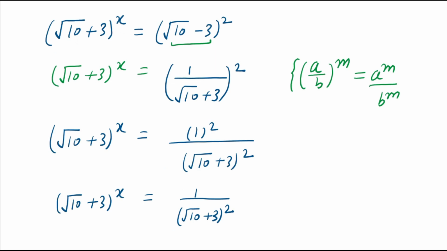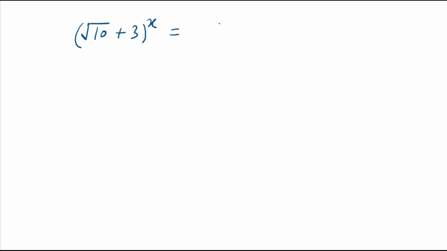Then (square root of 10 plus 3) to the power x is equal to this expression. If we apply this rule, 1 over a to the power m is equal to a to the power minus m, then you can say (square root of 10 plus 3) to the power minus 2. On the left hand side and the right hand side the base is the same, so the power is also the same, then the value of x is equal to minus 2. This is our second solution.